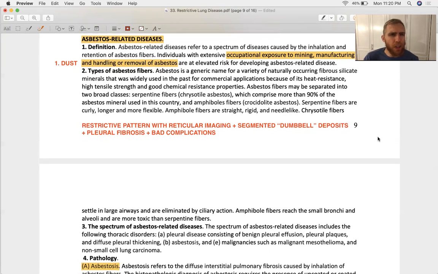So what's particular about asbestos compared to the other pneumoconioses? Well, you see reticular imaging. You tend to see reticular, not nodular imaging. And if you zoom in on a tissue, you see these segmented linear deposits of dust. And they're often going to be dumbbell shaped. And that's going to be in contrast to the big clumps or globes of silica deposit. You're going to see a pleural fibrosis, and that's pretty particular to asbestos too.